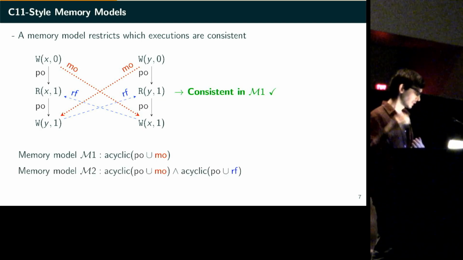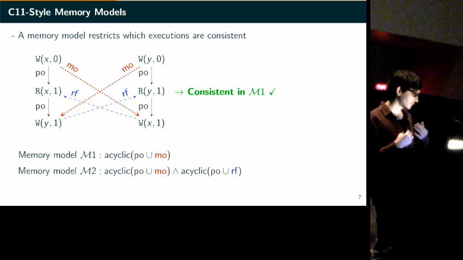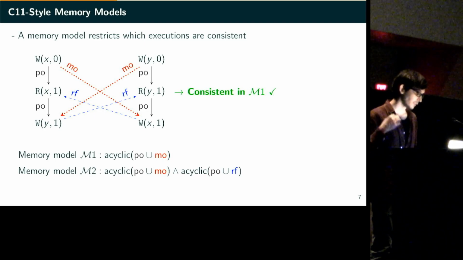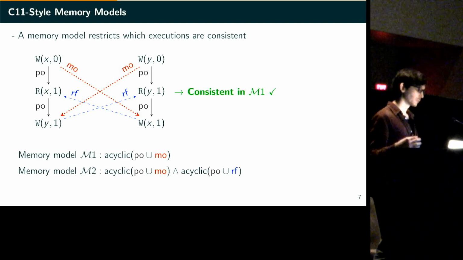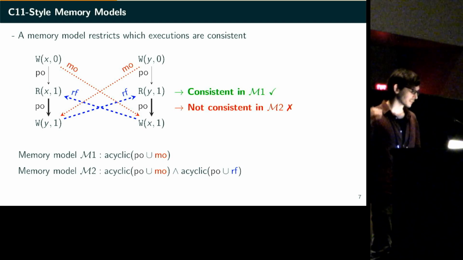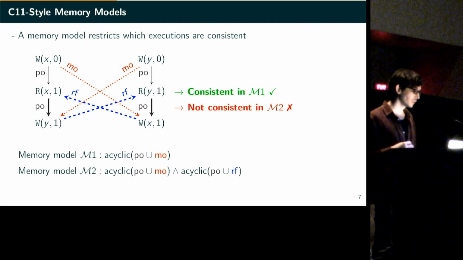However, if we consider this memory model M2, which has as an additional condition that the union of PO and RF relations should be acyclic, then this execution would no longer be consistent under M2 as there's a cycle that involves PO and RF edges.